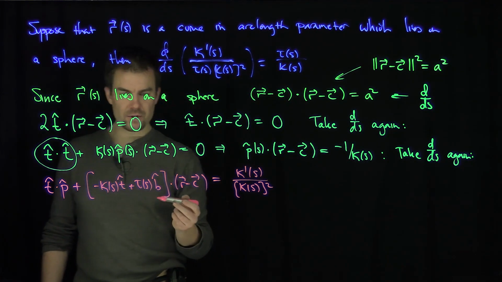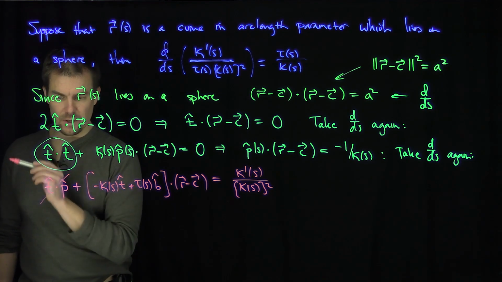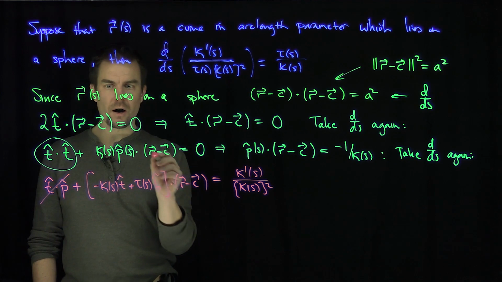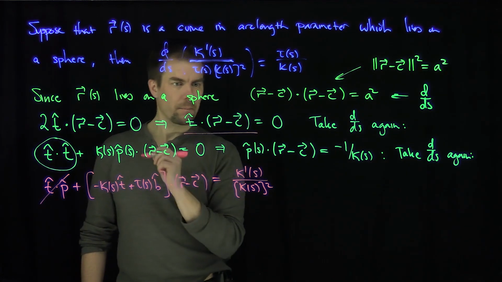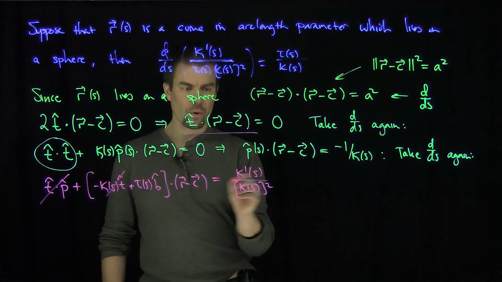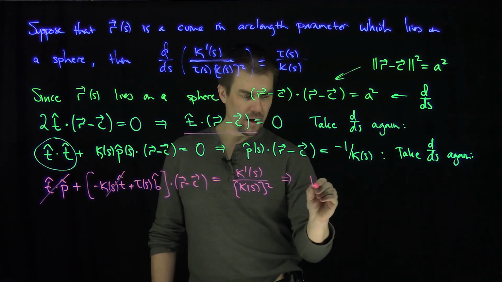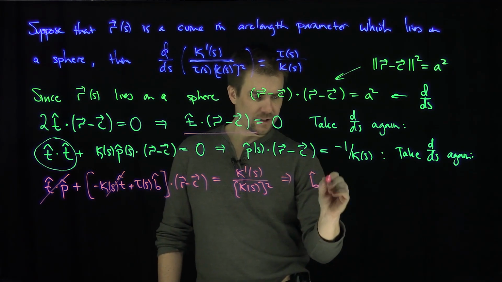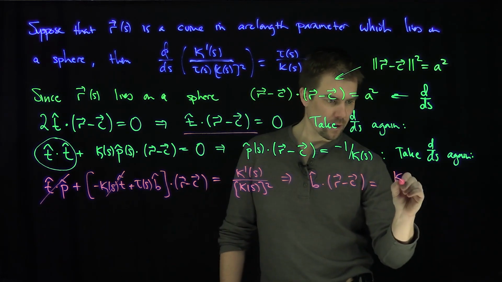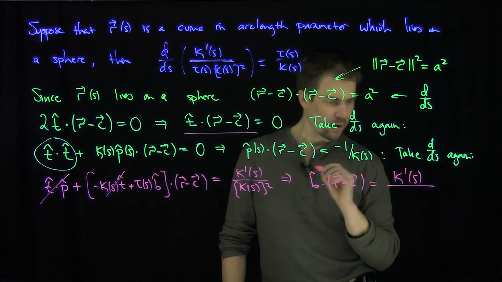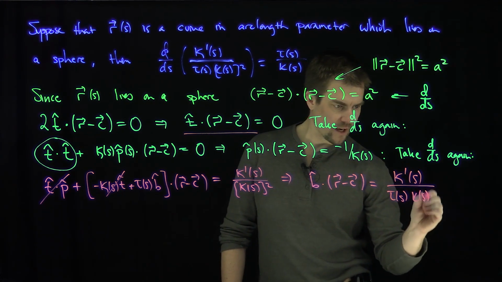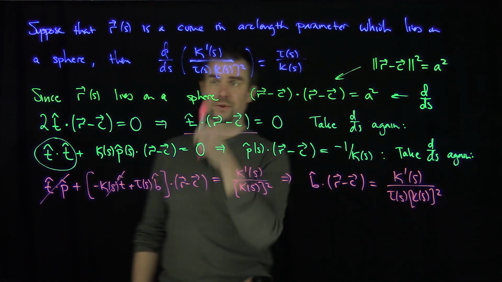Now we know a couple of things here. We know that this is going to be 0 because t dot b is equal to 0. We know that t dot (r minus c) is equal to 0. So this term is going to cancel out. And so if I divide by the torsion, this says that b hat dot (r minus c) is equal to the derivative of the curvature over the torsion of s times the curvature of s quantity squared. That's exactly what we see over here.